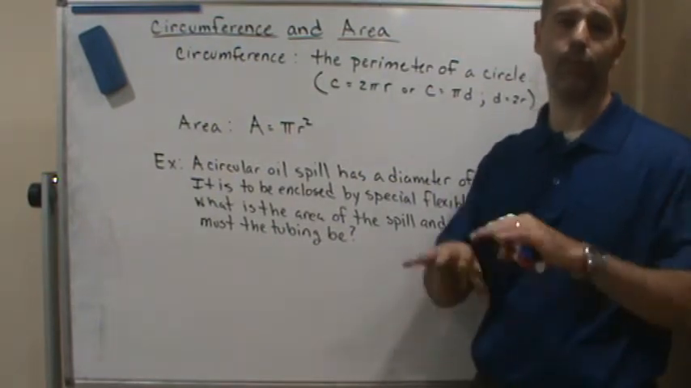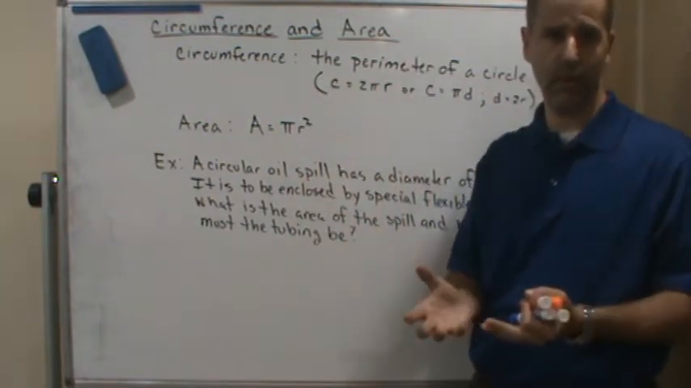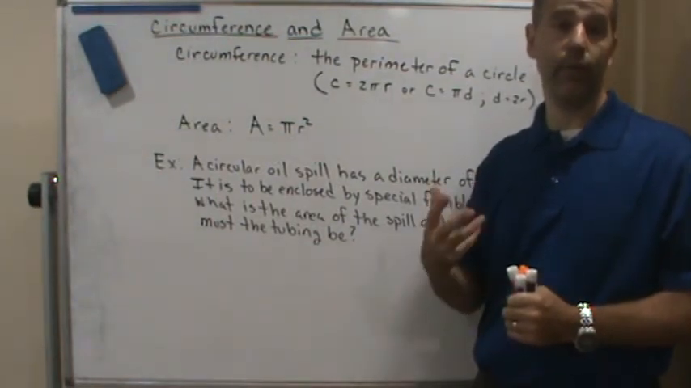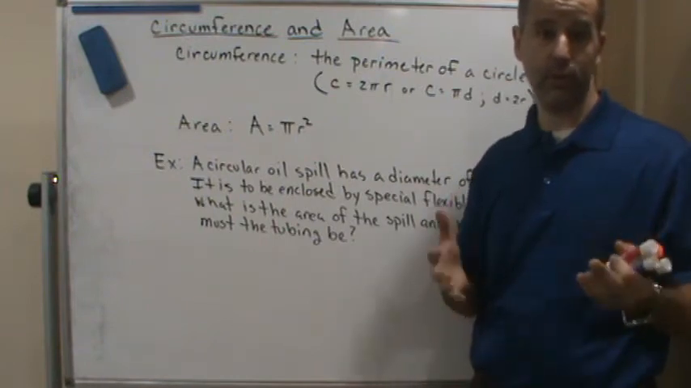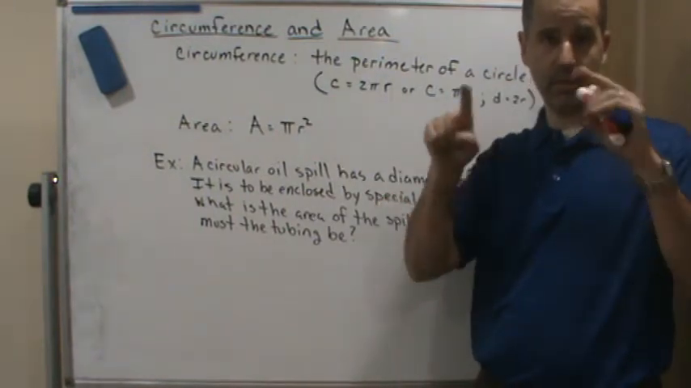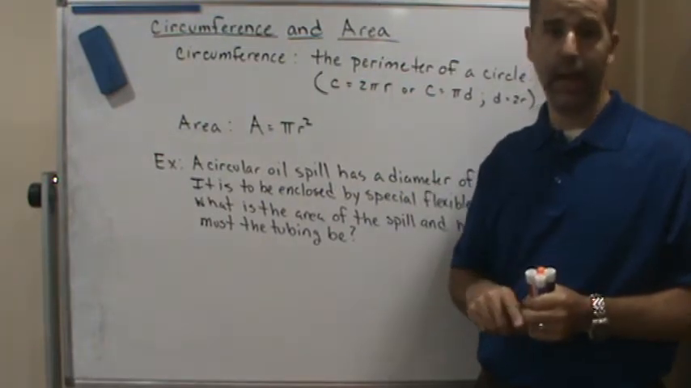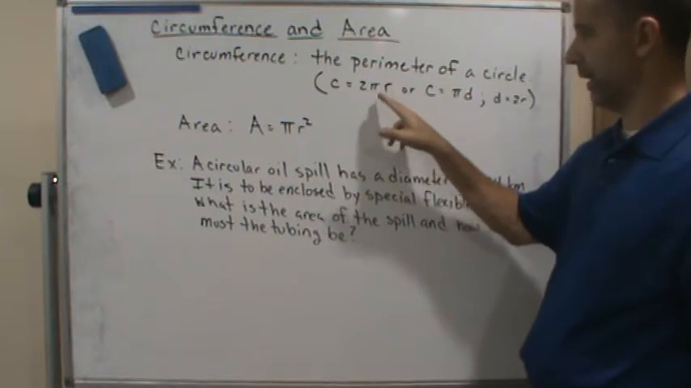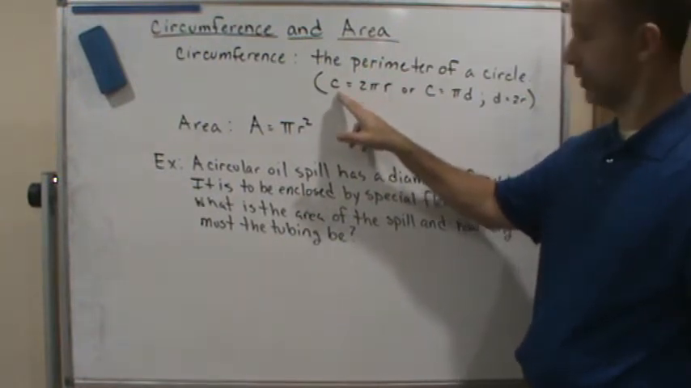Okay, so remember, perimeter is just the distance around a shape, in this case a circle. So we call that circumference. When you hear circumference, just think it's the perimeter of a circle, the distance around a circle. Okay, how do we calculate that? Well, we can use C equals 2 pi r, so we usually use C for circumference.